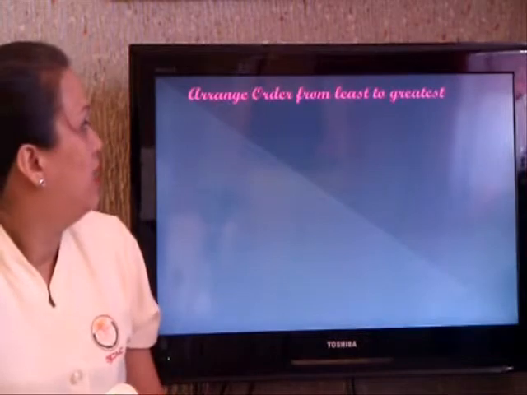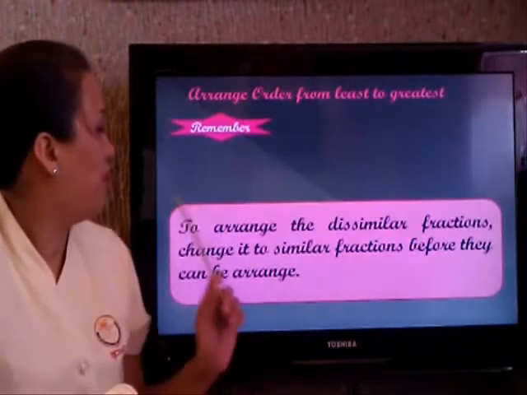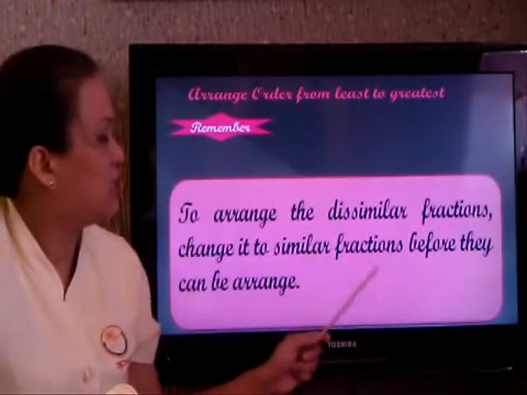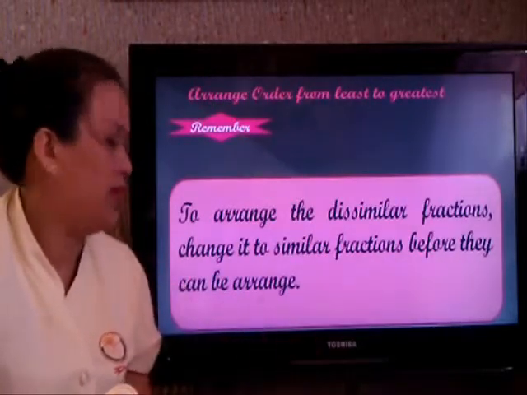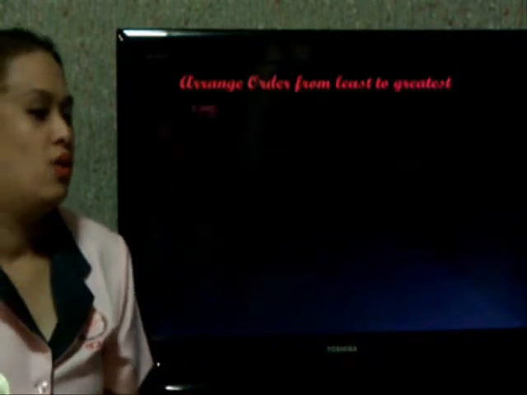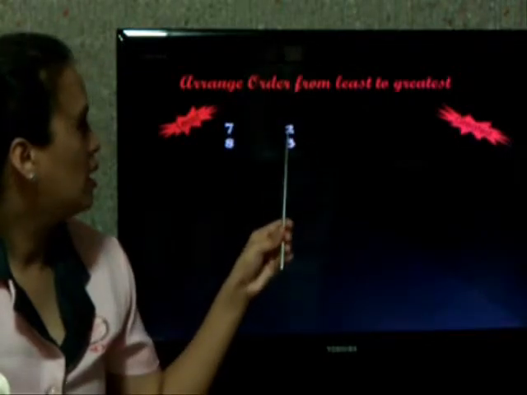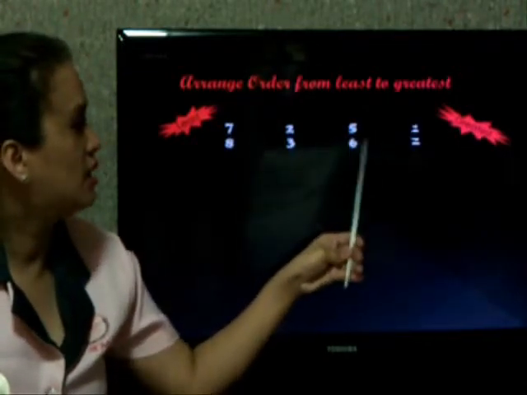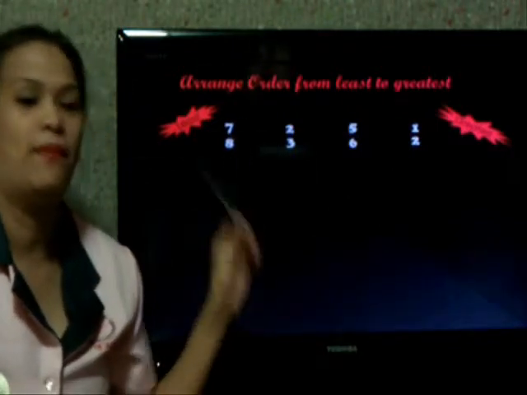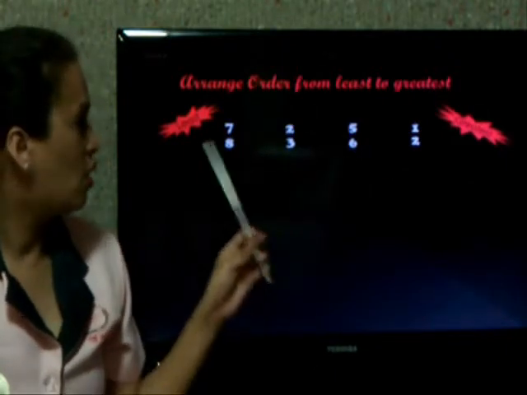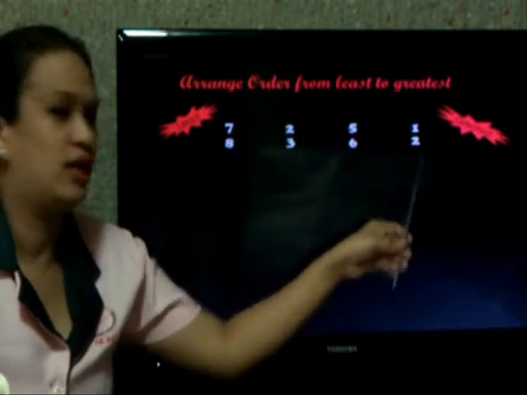Now, arranging from least to greatest. So remember, to arrange dissimilar fractions, change them to similar fractions before they can be arranged. Okay? We have the given fractions here: 7/8, 2/3, 5/6, and 1/2. First, we need to get the LCM of all these denominators. So, what is the LCM for 8, 3, 6, and 2?